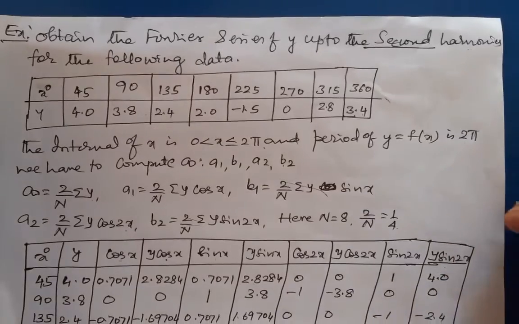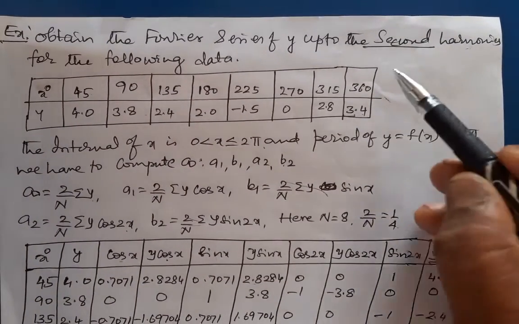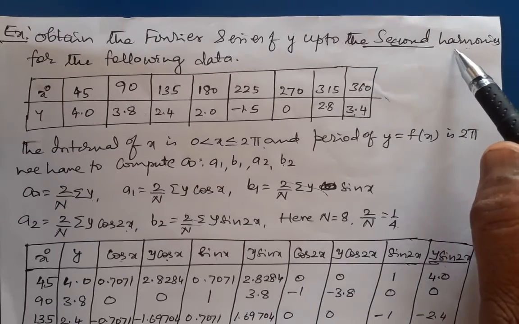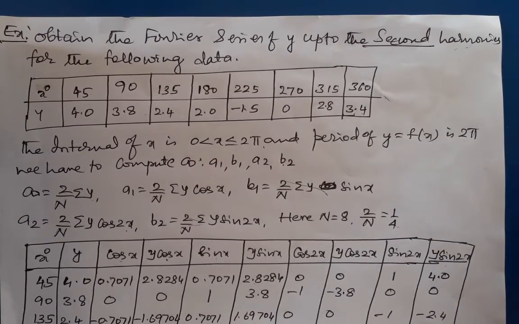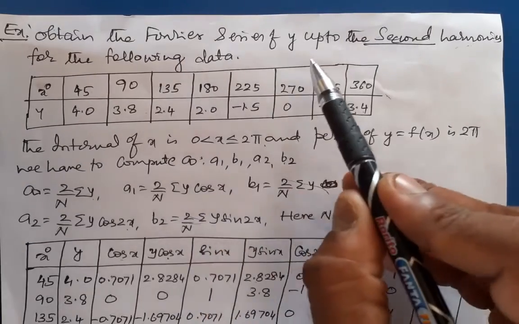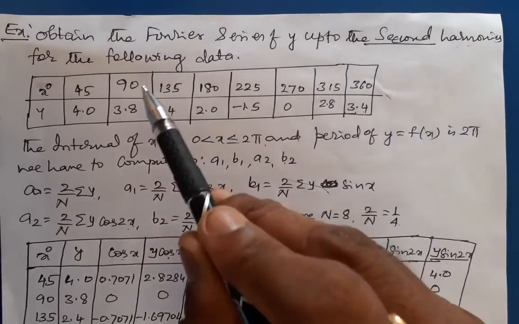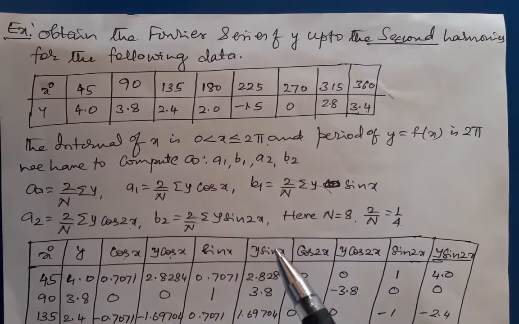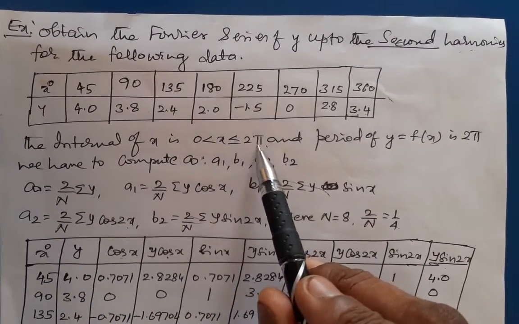Good morning, students. We shall again continue some of the examples in the harmonic analysis with respect to the Fourier series. The question will be: obtain the Fourier series of y up to the second harmonics for the given data. The data is shown here in the table, and the interval of x is between 0 to 2 pi.